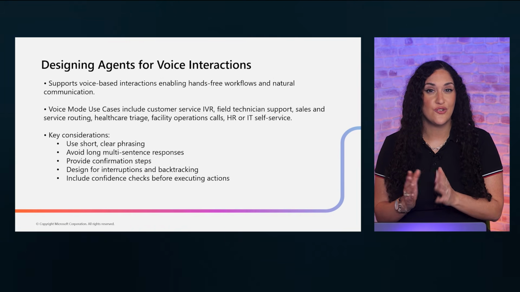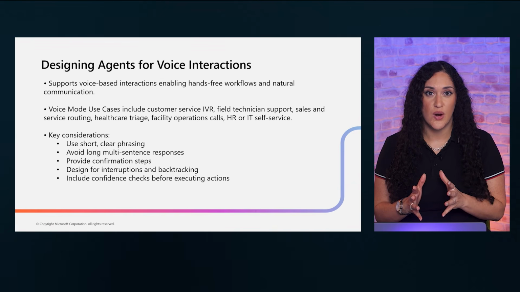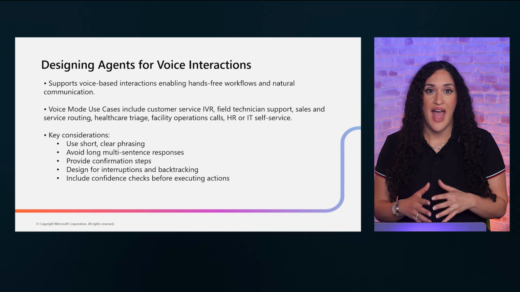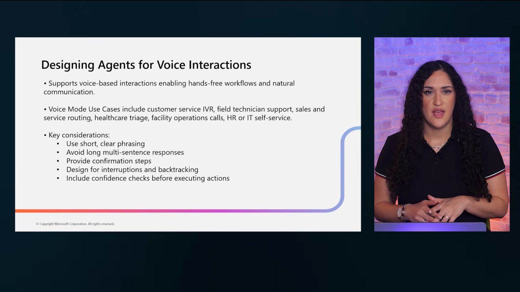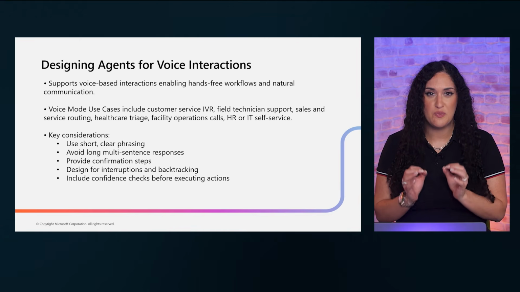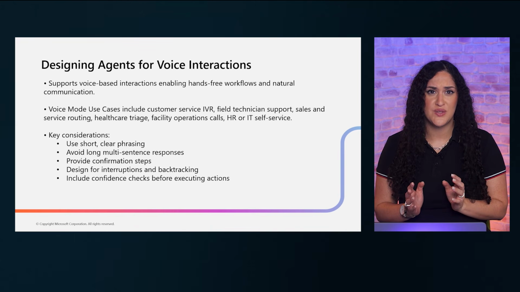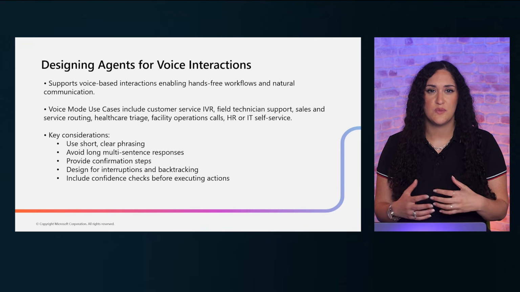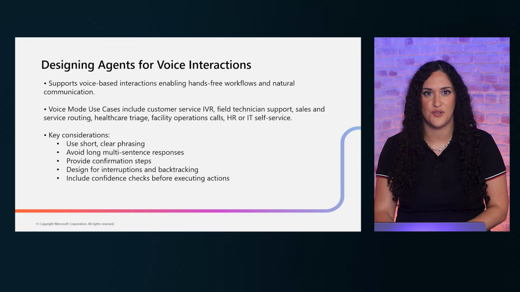You need short, clear phrasing, confirmation steps, and you must design for interruptions and backtracking and confidence checks before executing any actions. The best practice is to prototype voice interactions by literally speaking the conversation out loud. If it sounds awkward when you say it, it will sound awkward to your users. Voice agents must be conversational, concise, and forgiving of how real people talk.